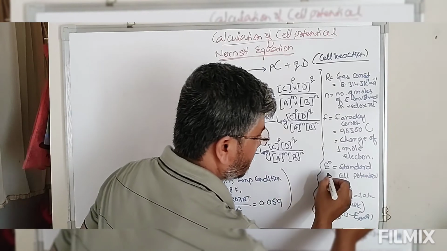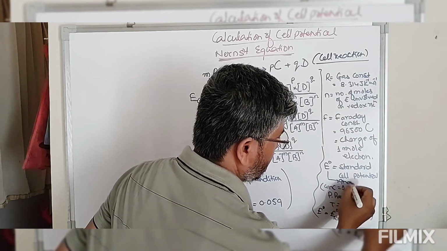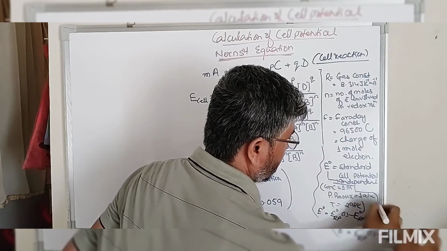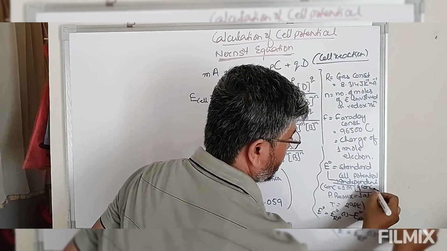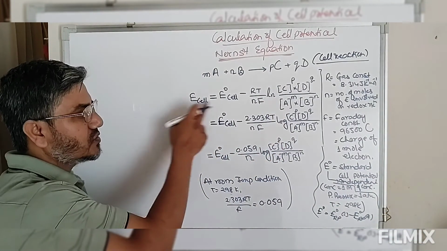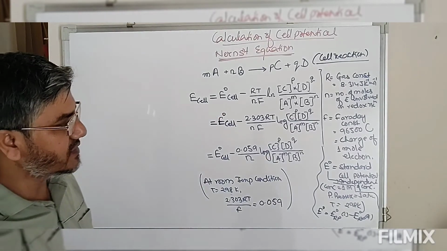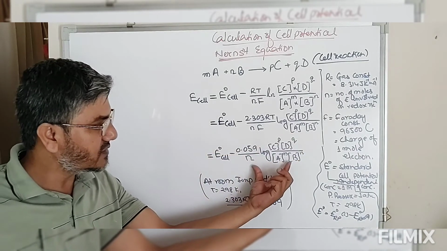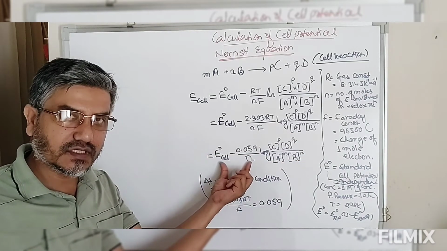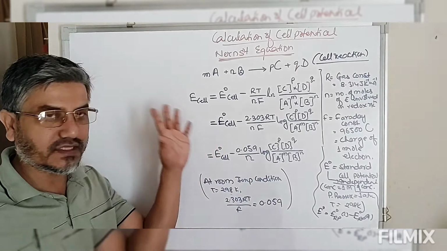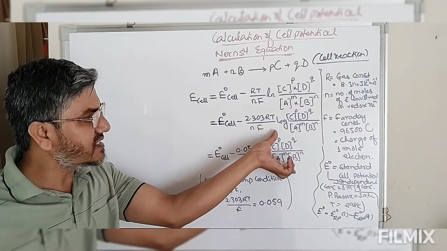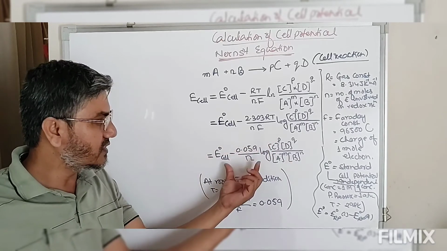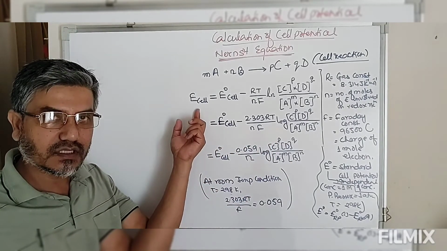So this E naught is independent of concentration, but this E cell depends on concentration. If the value of the log term is increased, then this negative value will increase, so the difference will become less and E cell will decrease. If we decrease this value, this difference will increase, and E cell will increase.